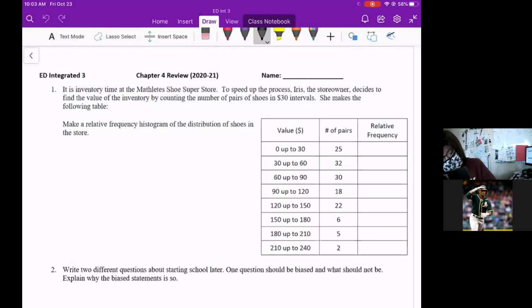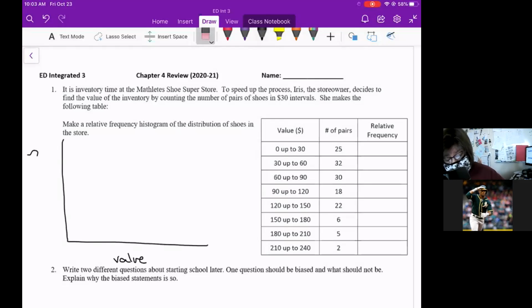All right. On yours, I'm going to make sure you have a graph there. It's a lot easier to make the histogram when there's a graph, right? Like when there's a grid for you to do it. All right, so we're going to start, we'll go here. So the bottom part is going to be the value of the shoes. So please make sure you label. And then this is the relative frequency.